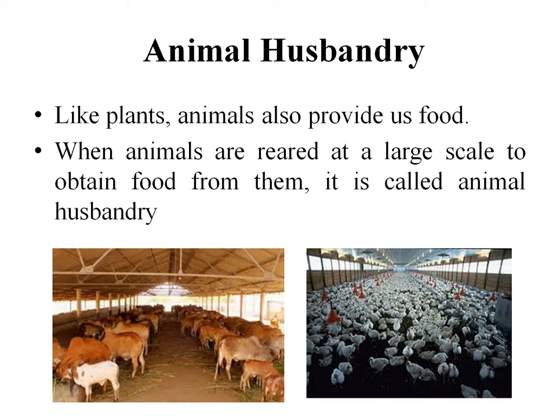Students, like plants, animals also provide us different kind of food. For example, many people living in coastal areas consume fish as a major part of their diet. We have seen that the process of crop production involves a number of steps like selection of seeds, sowing, etc. Similarly, animals reared at home or in farms have to be provided with proper food, shelter and care. When this is done on large scale, it is called animal husbandry.